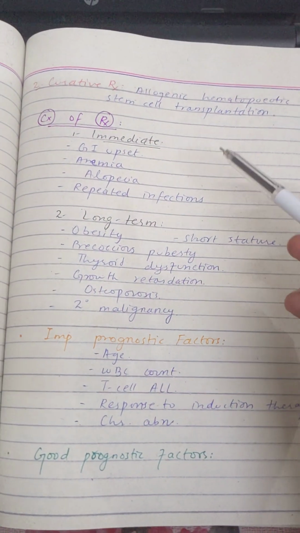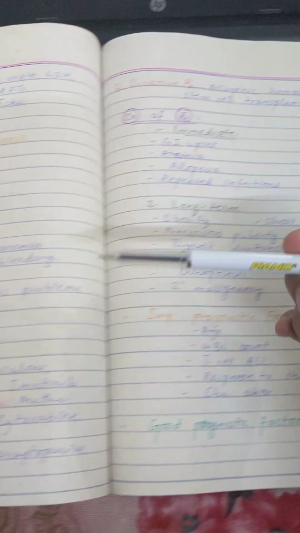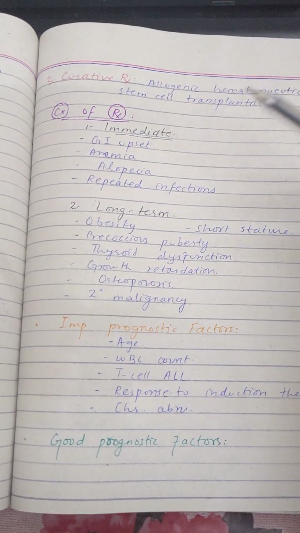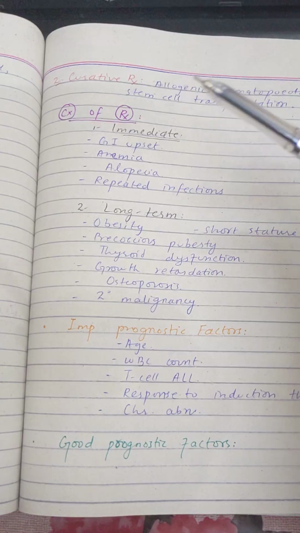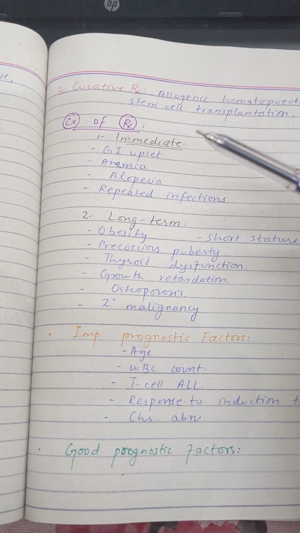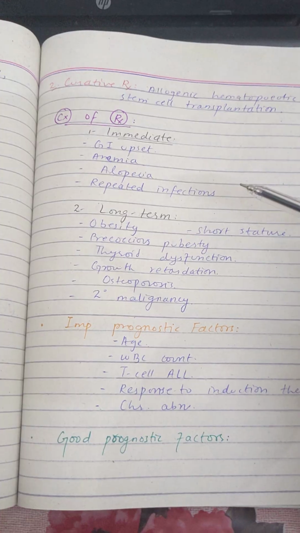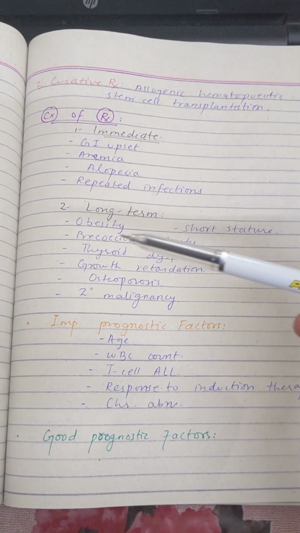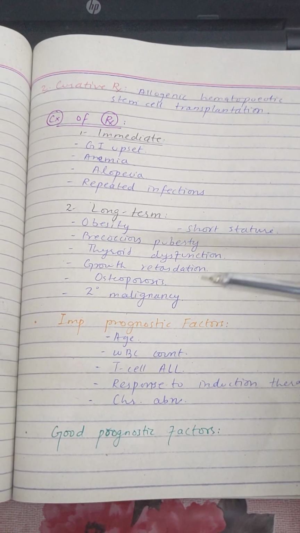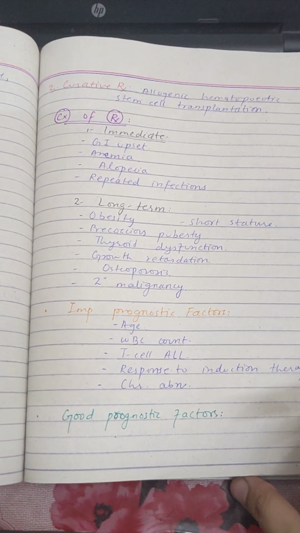And the curative treatment is allogenic hematopoietic stem cell transplantation. The chemotherapy was just to control the symptoms or the disease, but this is a curative treatment. Now, what are the possible complications that can arise as a result of treatment with these chemotherapeutic drugs? The immediate complications of chemotherapy are GI upset, anemia, alopecia, and repeated infections. And the long-term complications of chemo are obesity, short stature, precocious puberty, thyroid dysfunction, growth retardation, osteoporosis, and secondary malignancy, especially lymphoma.